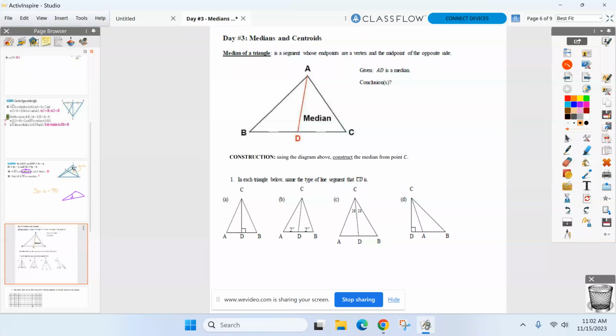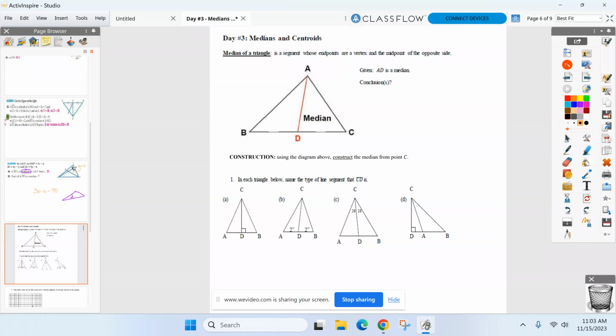All right, new term right off the bat. Yesterday we had an altitude, a vertex perpendicular to the opposite side. Let me introduce to you the word median. Median starts at a vertex, not perpendicular like an altitude, but goes to the opposite side's midpoint.